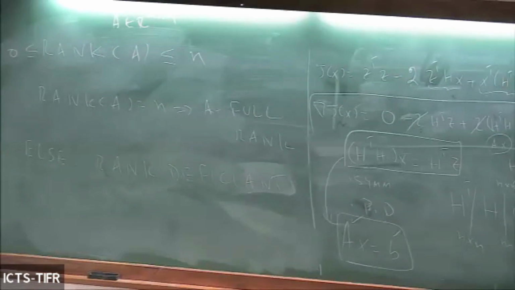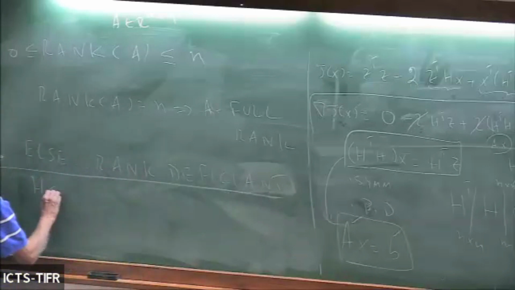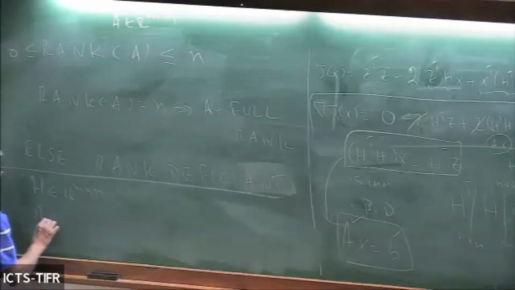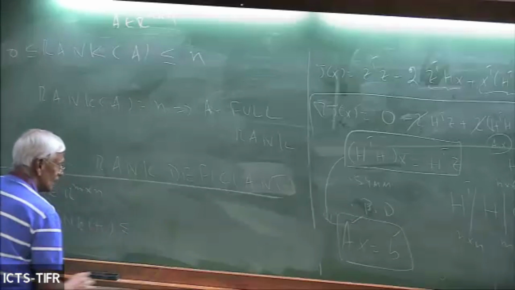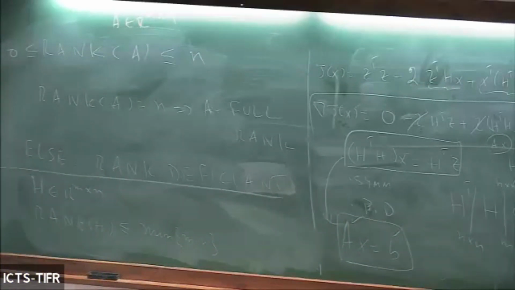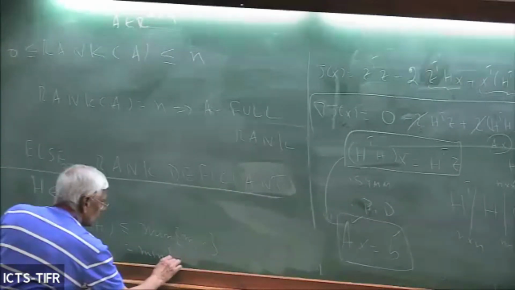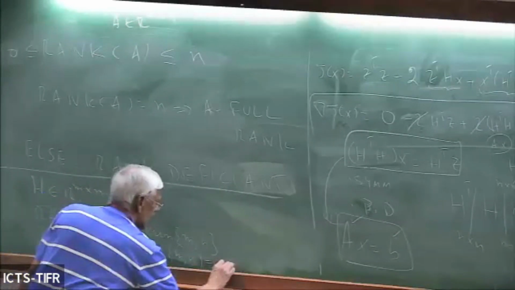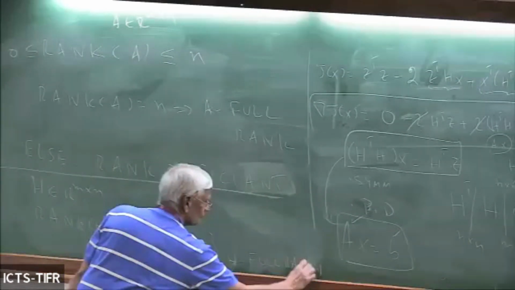So now let's combine the two. When is H transpose H symmetric and positive definite? When H is a full rank matrix. But before I do that, I want to extend this to rectangular matrices. Let H be m by n. The rank of H is always less than or equal to the minimum of m and n. Are you with me? If it is equal to the minimum, that implies H is full rank.